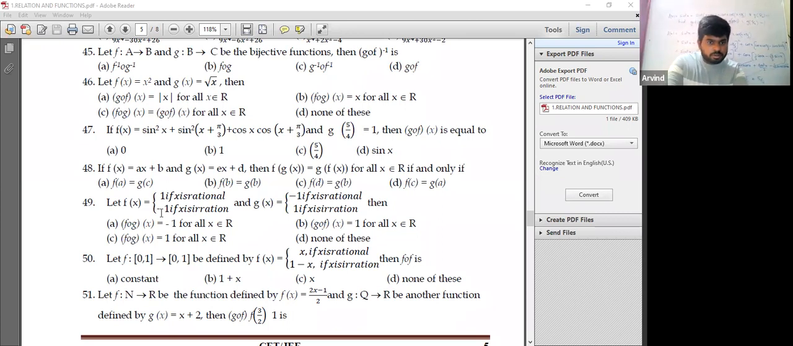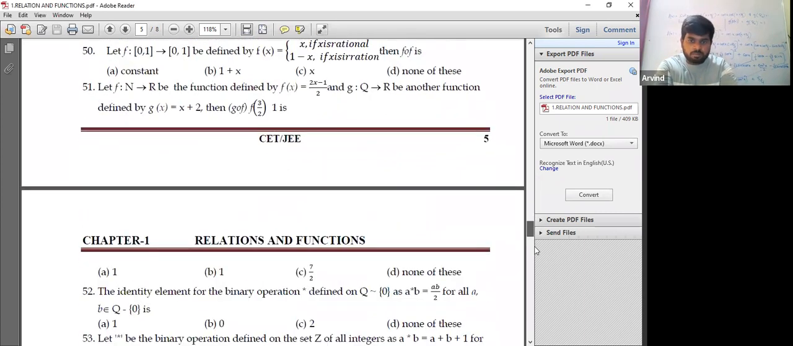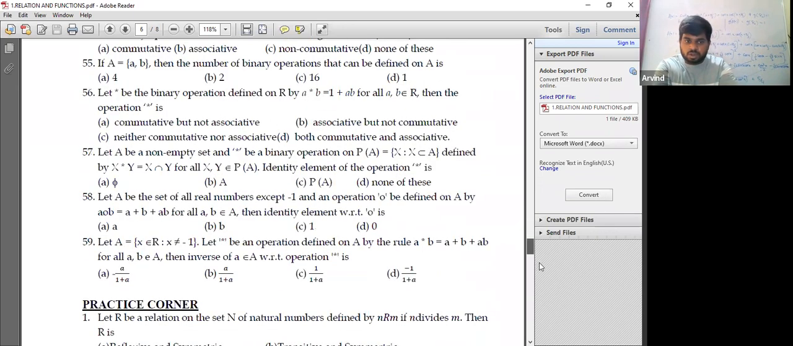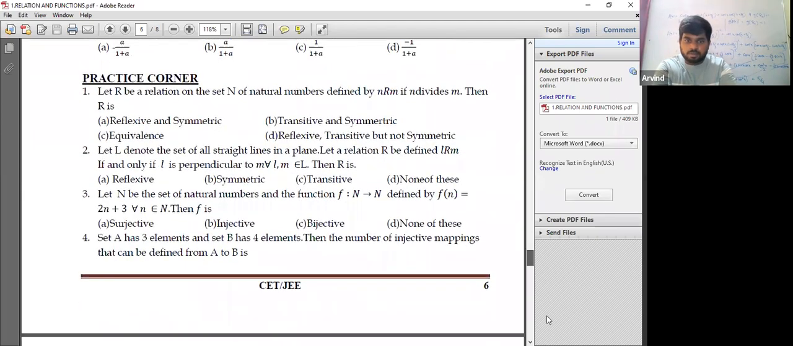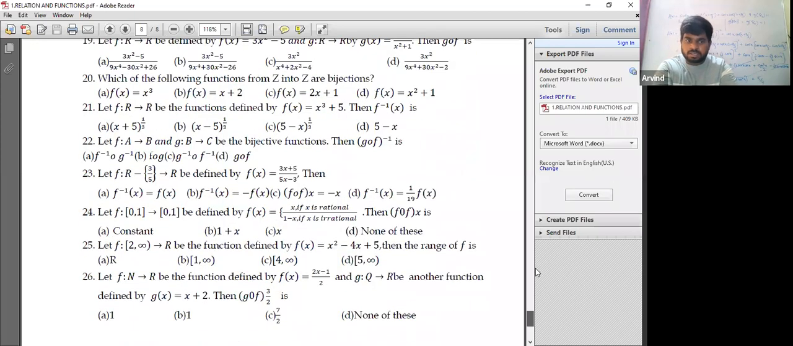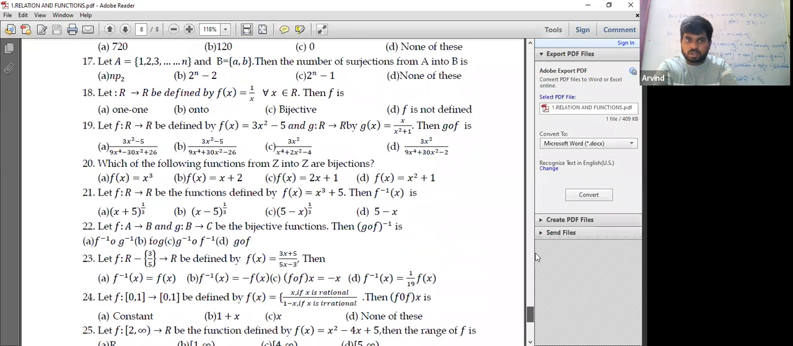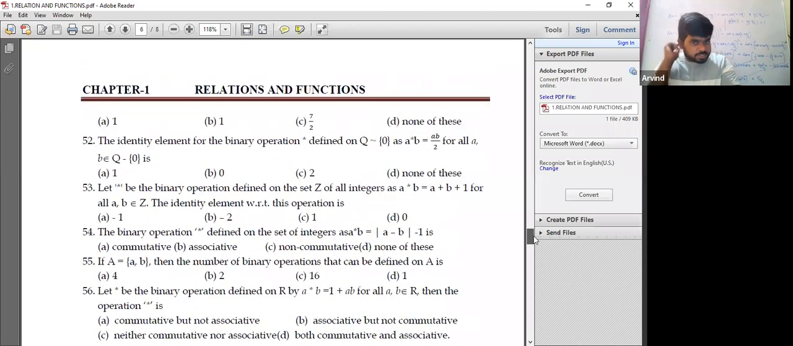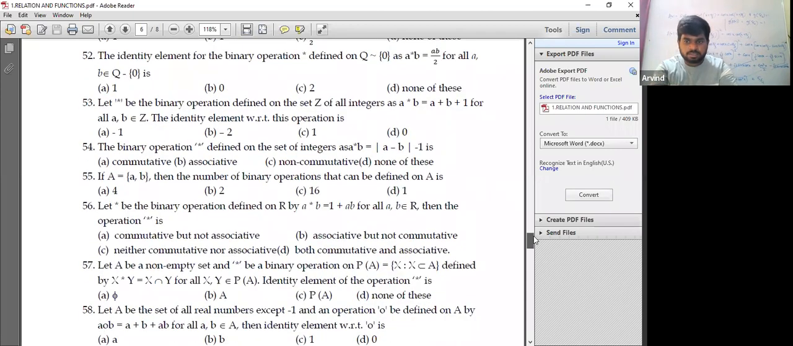48th, 49th, 50 is a very, very easy one. However, I'll be sending the same paper to you again, forwarding it for your revision. And in this paper, as you can see, there is one more corner known as practice corner. Please try solving this. This will be more than enough. Almost similar questions. Just without looking into it, try solving it. And there are some questions on binary operations also, which is very easy. You can try it out.